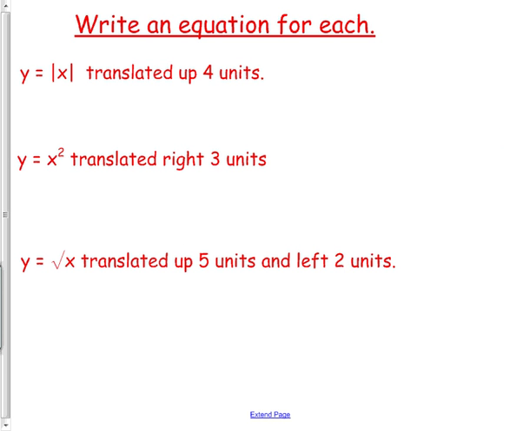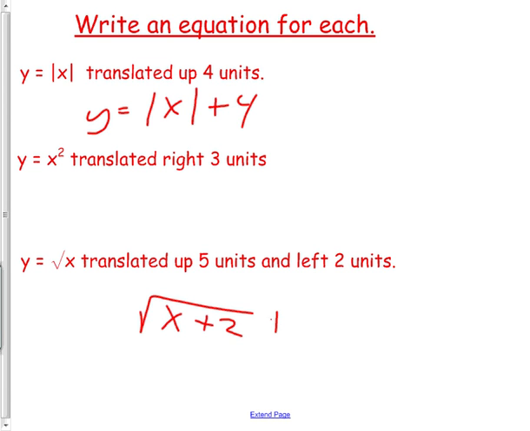If I had asked you to write an equation for this, except translated up 4, well, the parent looks like this. Up 4 just means plus 4. These are pretty easy. And even if it's got 2 parts, square root translated up 5 and left 2, well, the left 2 would be like this, and the up 5 would be like this. And those are pretty easy.